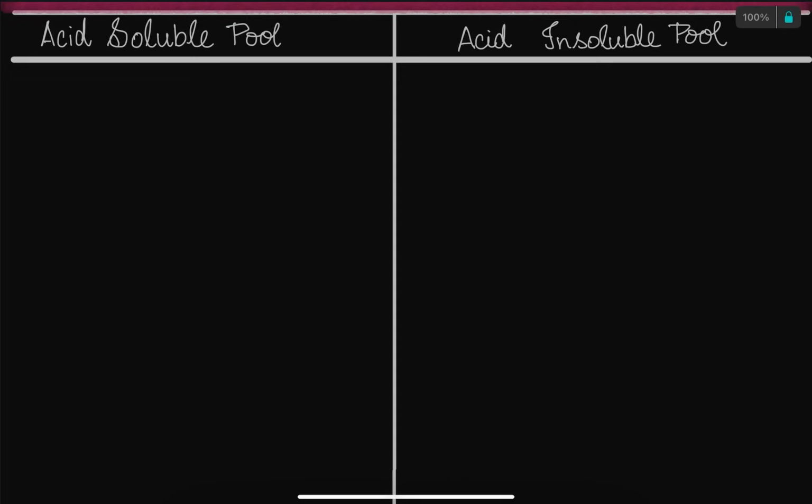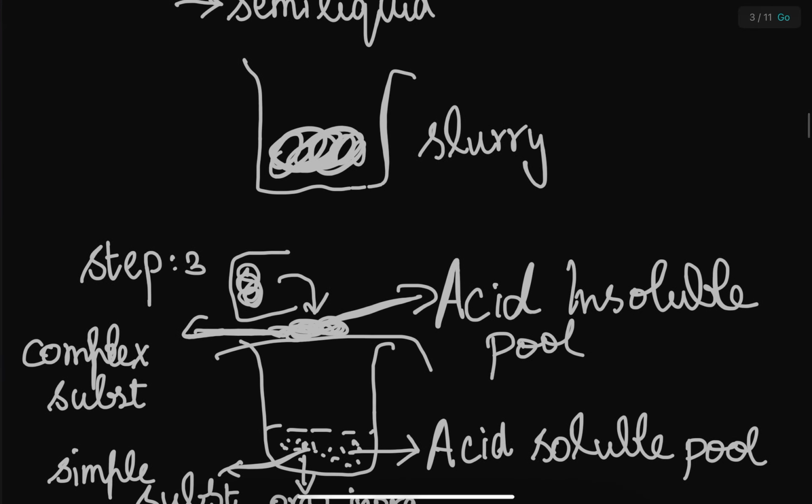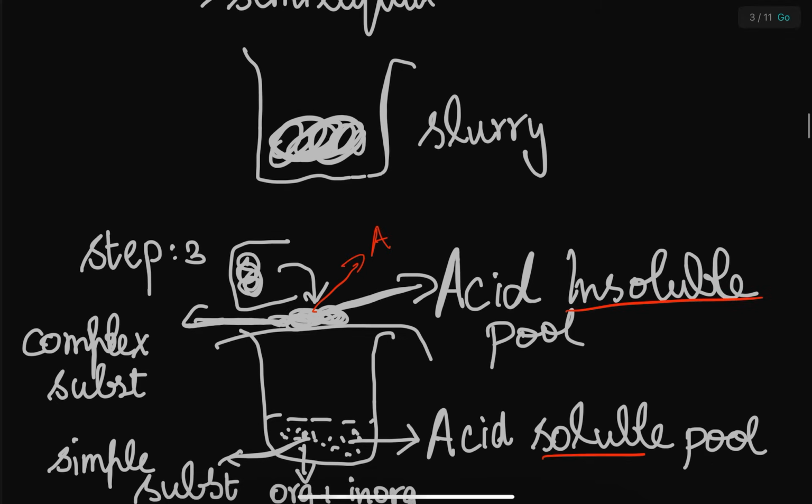Hello. In the last class, we saw what the acid soluble pool and the acid insoluble pool are. In this class, let's learn their differences. Acid soluble pool components are the filtrate, whereas in the acid insoluble pool they are the retentate. Do you remember that this is the acid insoluble pool and this one is the acid soluble pool?